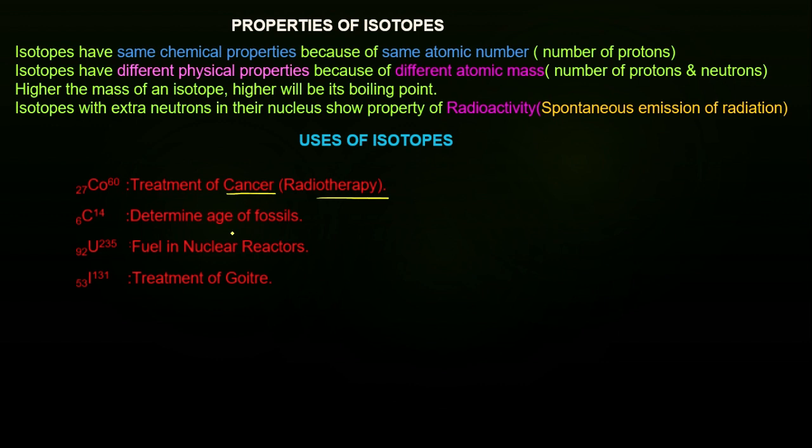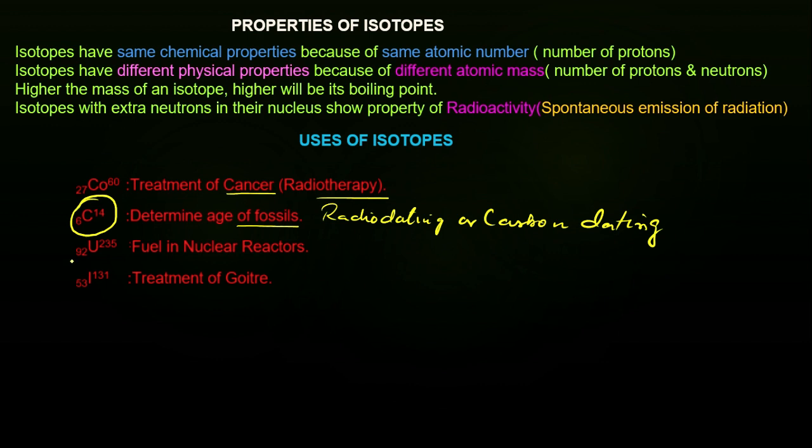Then carbon isotope, that is carbon 6 14, is used to determine the age of fossils. This is called radio dating, or carbon dating. My question to you is, why only this isotope, carbon 6 14, is used in radio dating? Why not 6 12? Why not 6 13? Why only 6 14? That's my question to you. Please drop your answers in the comment section.